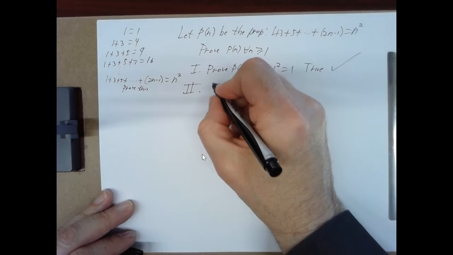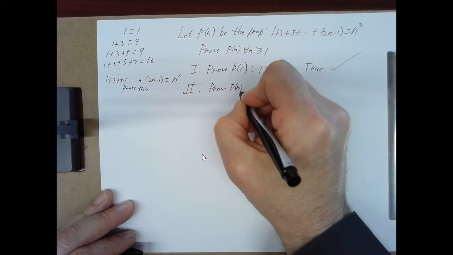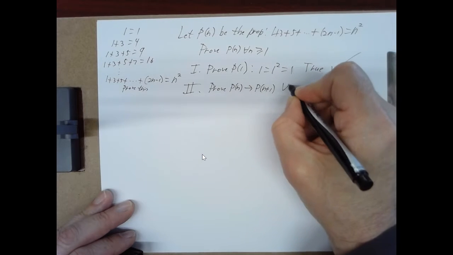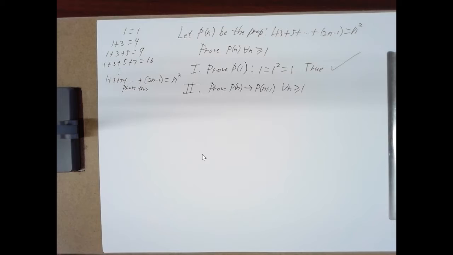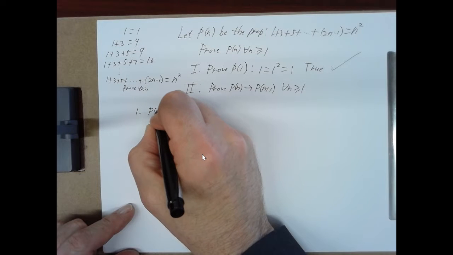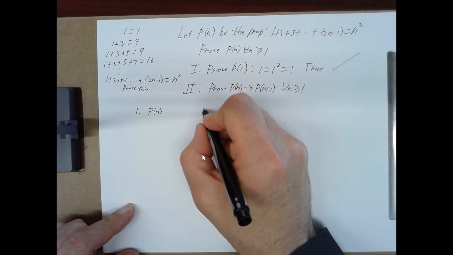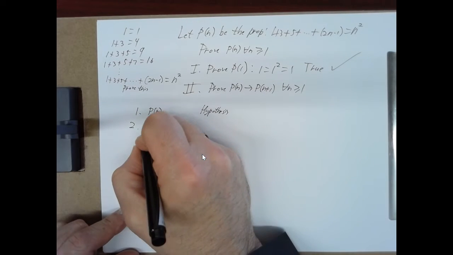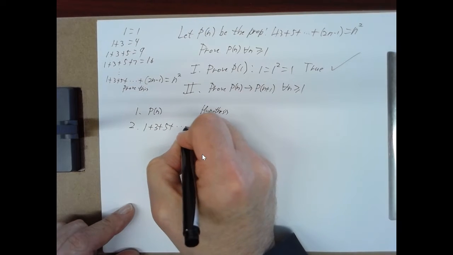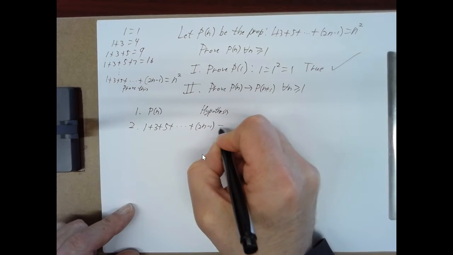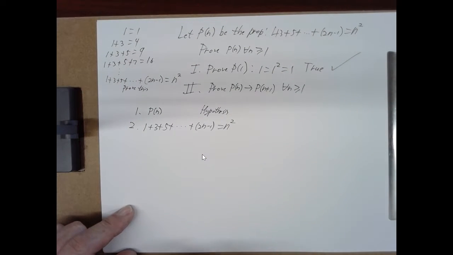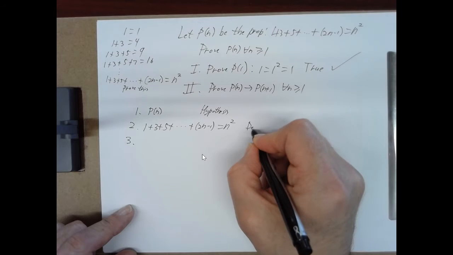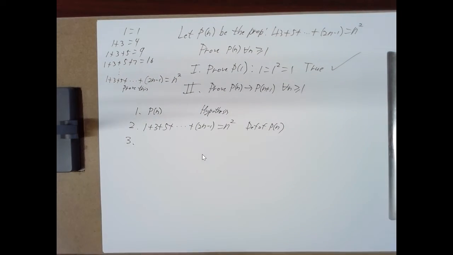Okay, step 2, prove P of n implies P of n plus 1 for any n that we pick bigger than or equal to 1. So what does P of n say? P of n is our hypothesis. What does P of n say? This is the definition of P of n. So what should we do here?